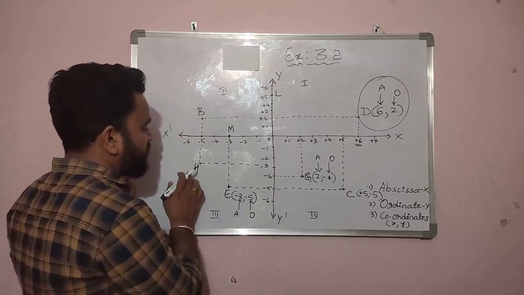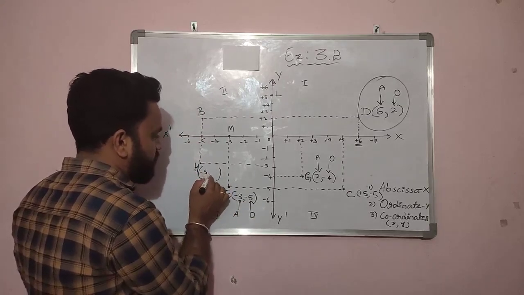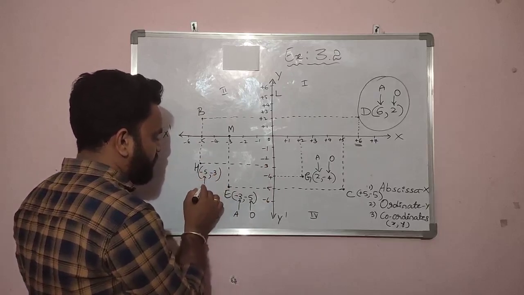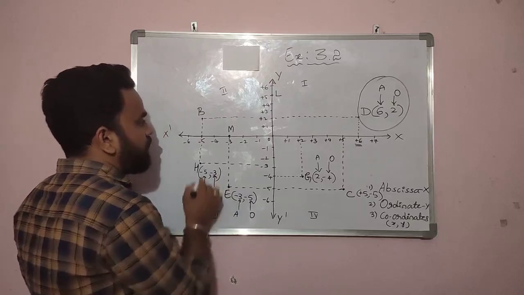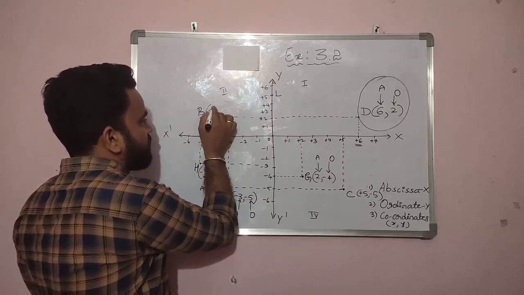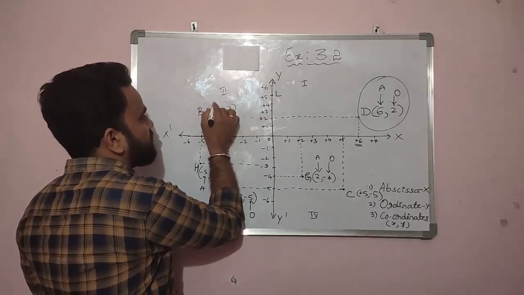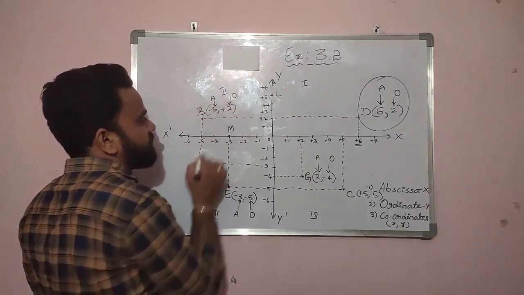Similarly, for H, write the values minus 5 comma minus 3. Here abscissa is minus 5, ordinate is minus 3. Here we will come again, minus 5. First is the x value, second the y value, which is plus 2. Here abscissa is minus 5, ordinate is plus 2.